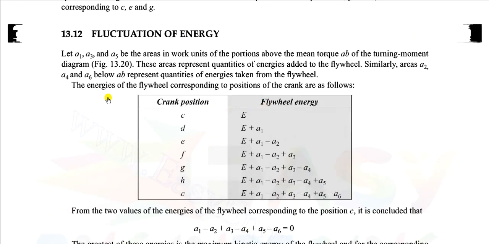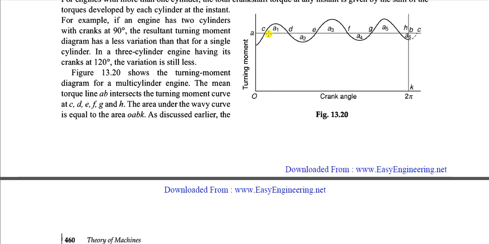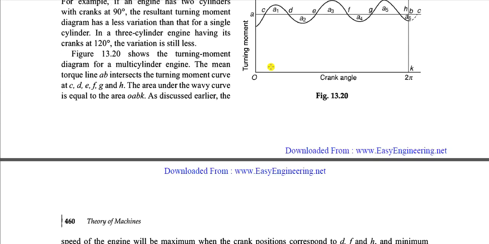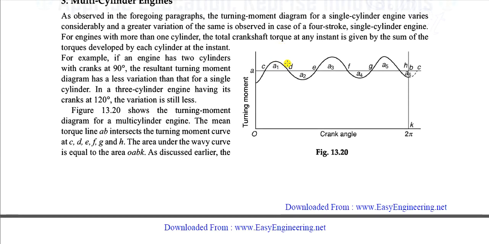Next, the energy of the flywheel corresponding to the position of the crank. For example, when the crank is at C position, the flywheel energy is, say, capital E. When it comes to D point, the total energy will be E plus A1, because A1 has been added. At the next point it is E plus A1 minus A2, because this will be taken from the flywheel. Again at this point, E plus A1 minus A2 plus A3.